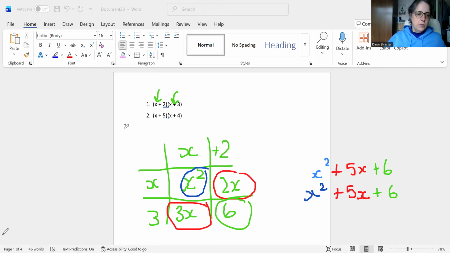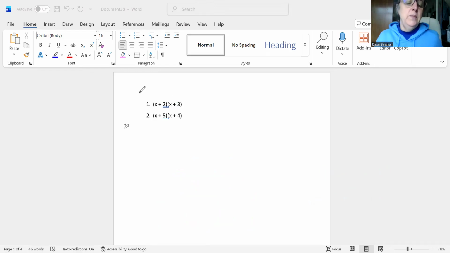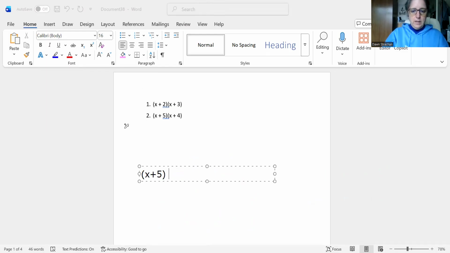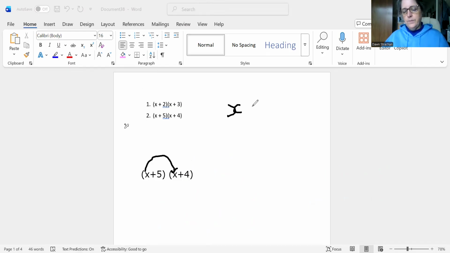So for the second one, I'll do the FOIL method again, I think, but we'll type it like this. It might be neater. x plus 5 and x plus 4. Okay. So we'll start by going first times first. So x times x is x squared. Okay, that's the F.